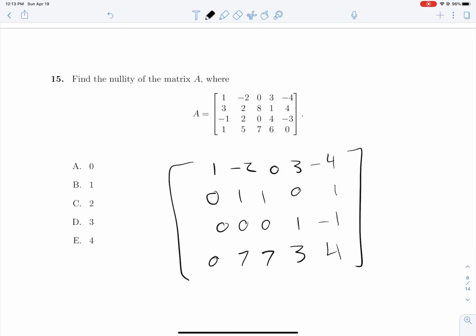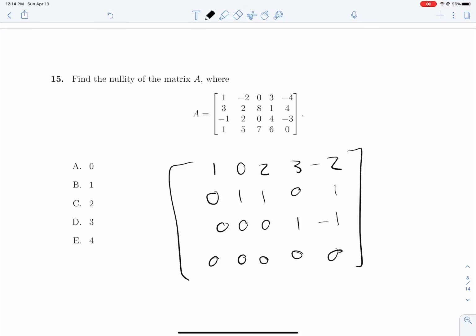Okay, looking good. Let's subtract 2 row 2s from row 1. Or sorry, add 2 row 2s to row 1. That gives us 0, 2, and -2 there. Then let's subtract 7 row 2s from row 4. That'll give us 0, 0, -3 here. And then because row 3 and row 4 are just multiples of each other, we can use 1 to make the other 0, 0.